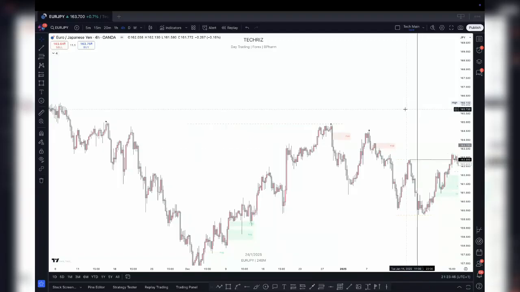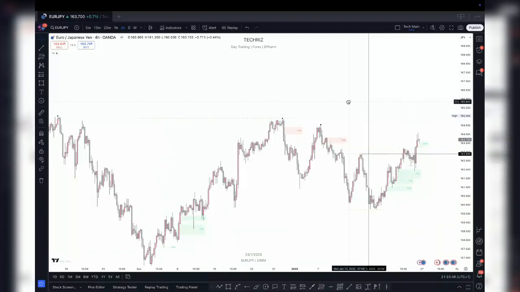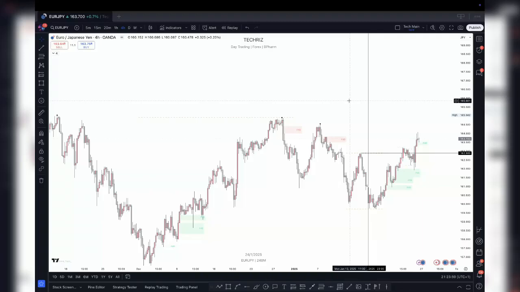So I started my prop firm journey in 2023, but April 20th was when I placed my first forex trade on a prop firm.